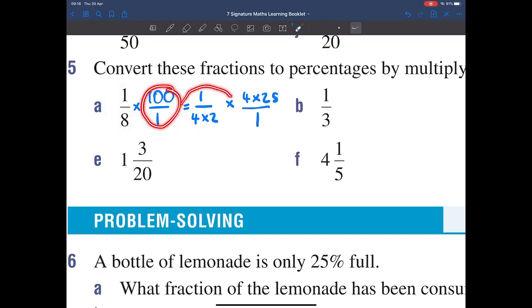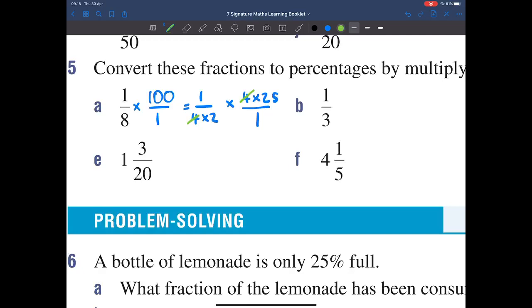This is the same as this. The only difference is I've just broken up 100 into 4 and 25, because 4 times 25 makes 100. So I've just broken them up into their factors. Now that I've done that, I can cancel out factors that are the same on the top and bottom, because when you multiply by 4 and then divide by 4 at the same time, you're just doing nothing, right? So you can mathematically cancel them out.